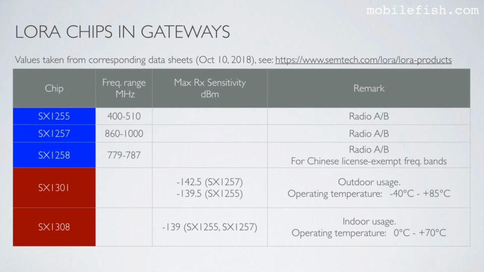These are the LoRa chips which are used in the gateways. These values were taken from datasheets which you can find in this link. These chips are used as transmit or receive radios. This chip is intended for the Chinese market, and these two chips are the processors. This chip is intended for outdoor usage. Look at the operating temperature. And this chip is intended for indoor usage. And here is its operating temperature.